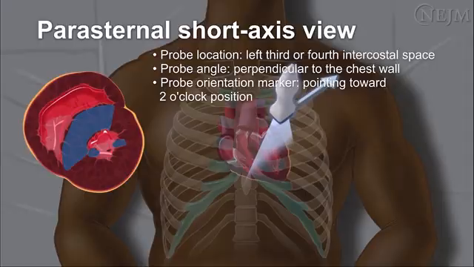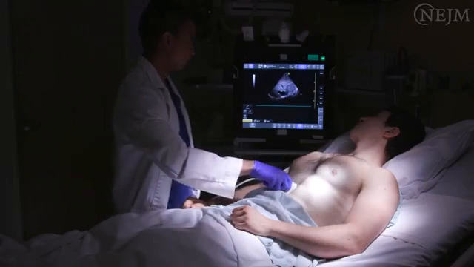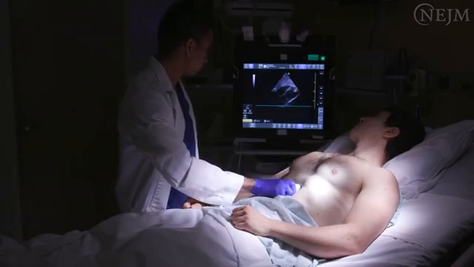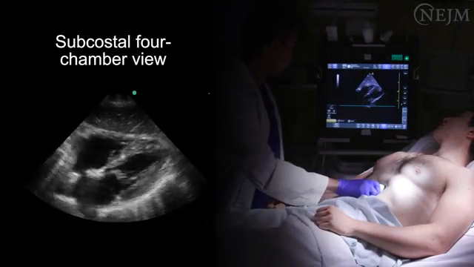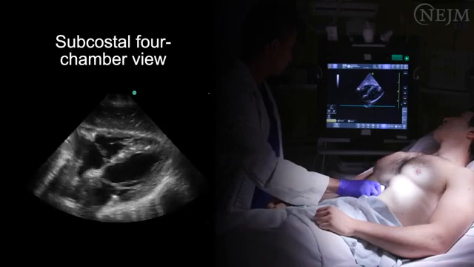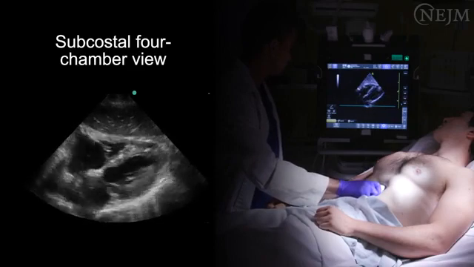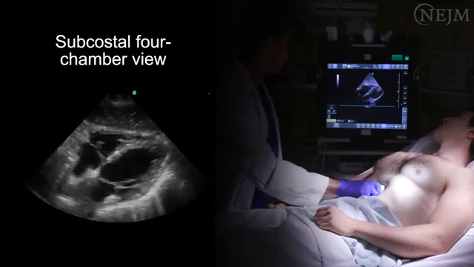The subcostal four-chamber view should be routinely obtained. It is best performed with the patient in the supine position, with their knees bent to help relax the rectus abdominis muscles. This view is described in the supplementary appendix to this video.